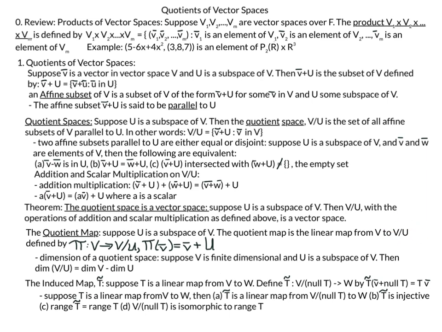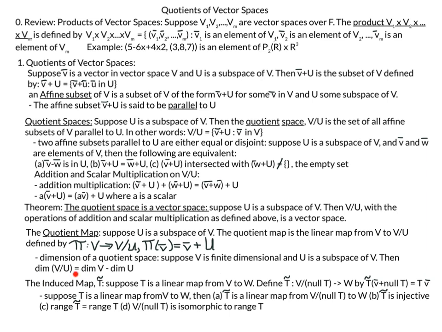We have this theorem, dimension of a quotient space. Suppose V is a finite dimensional vector space and U is a subspace of V. Then the dimension of the quotient space V over U is equal to the dimension of V minus the dimension of U.